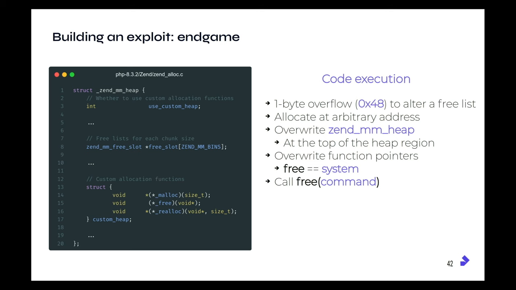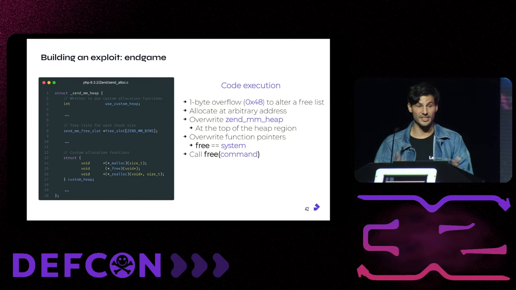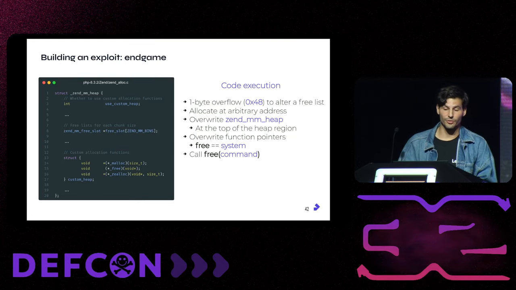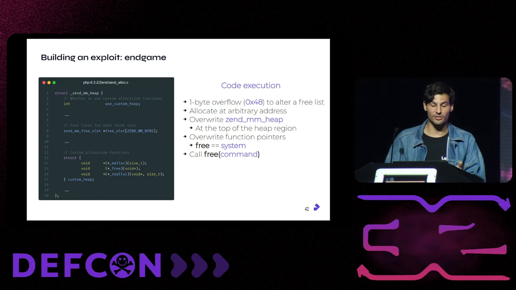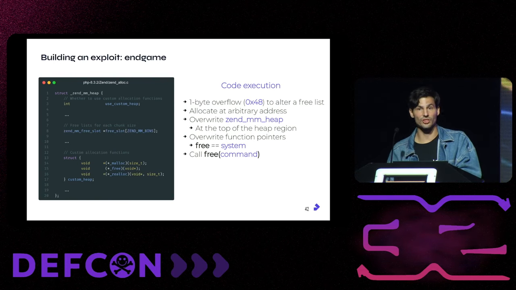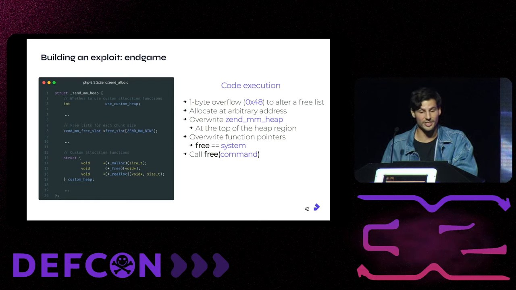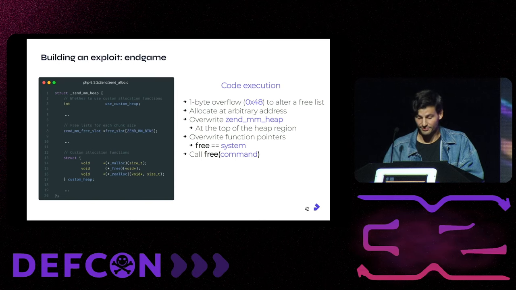For those who do heap exploitation on ptmalloc, it would be the same as free hook, malloc hook, and realloc hook. Those are pointers that, if you set them to something other than null, are going to be called instead of the original function. Since it's basically the same as glibc, I can use the glibc technique and override free with system. So now when PHP wants to free a chunk, it will call free, but it will instead call system. This gives me a way to call an arbitrary command.